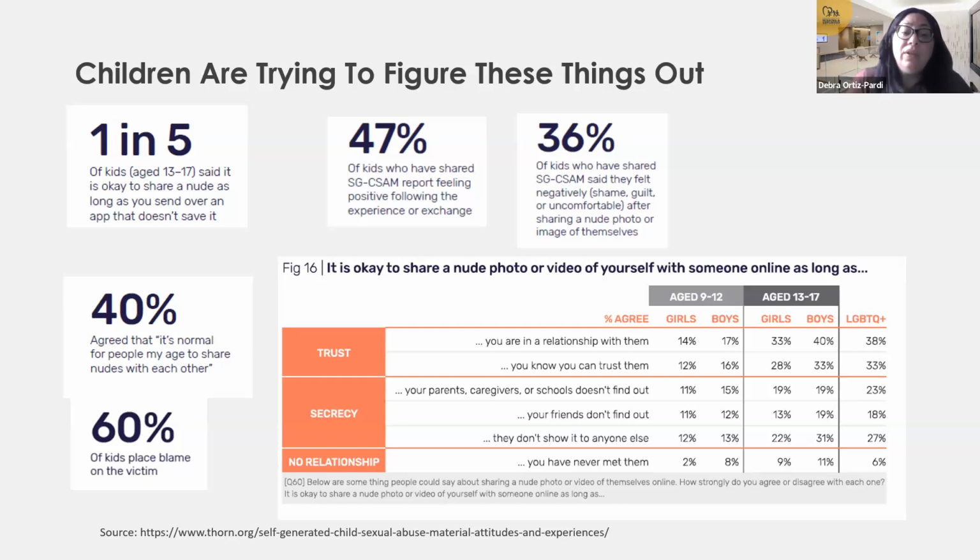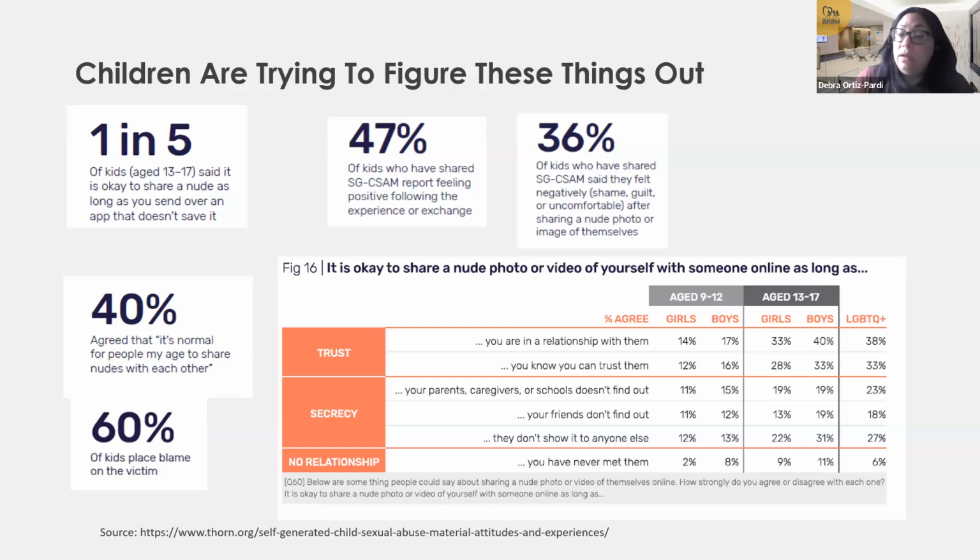But then we can look at the 36% who had a negative experience. They have shared and experienced embarrassment, shame, been uncomfortable. So we can tell kids that too, when they're going through that whole decision-making process around should I share, should I not share? And as they're weighing that out, helping them to be able to think critically around it.